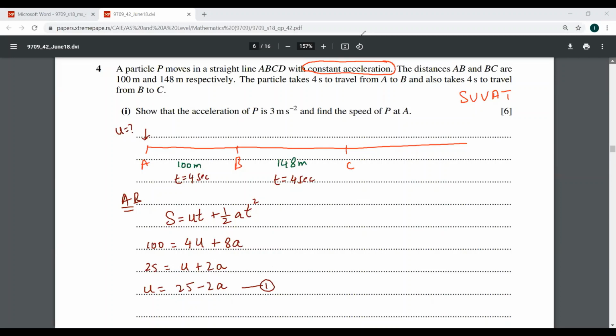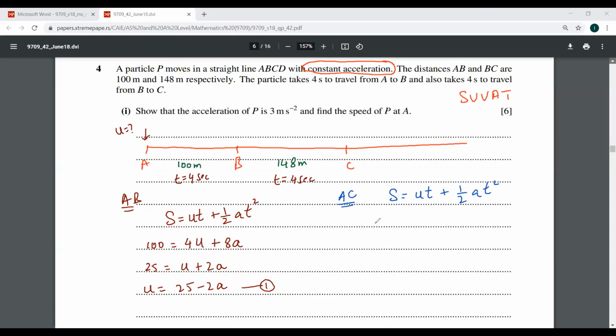And then I'll be considering, I'm just trying this. Let's consider the segment AC now, from A to C. Again, we can use s equals ut plus half at square here.